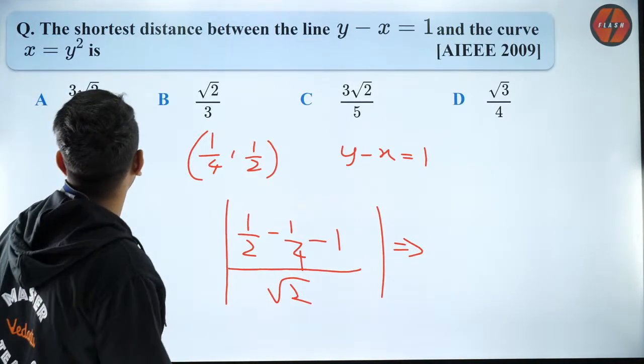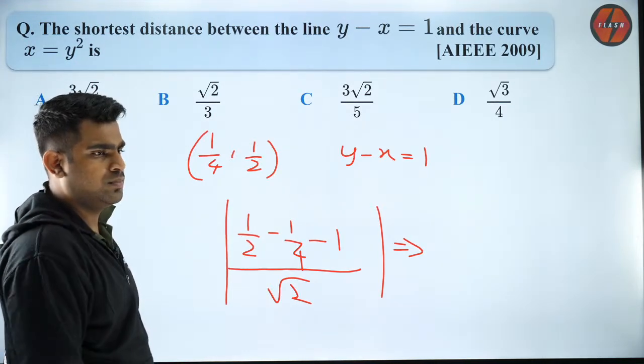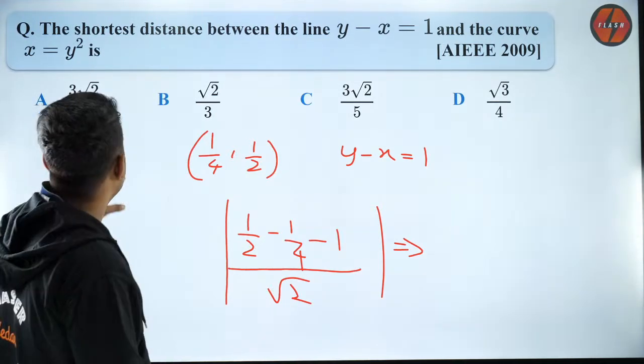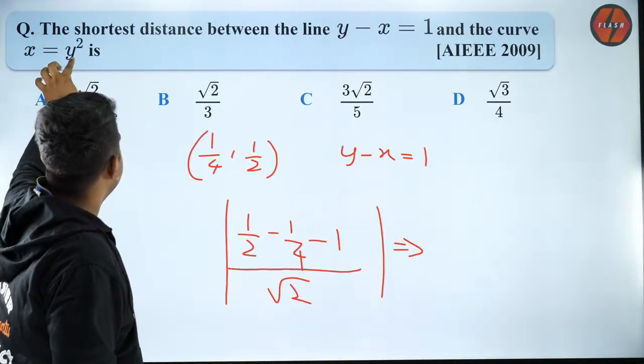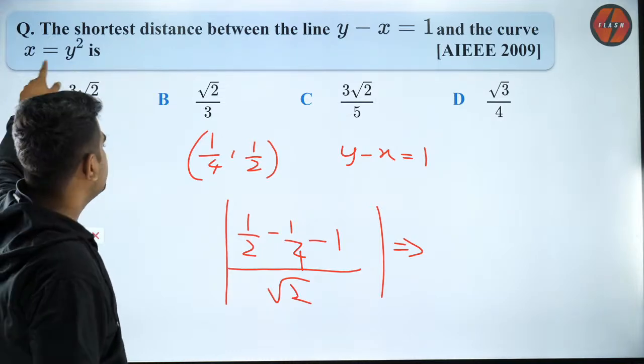X equal to 3 by 2. How come? Why will x be 3 by 2, guys? Because we got 1 by 2 from this equation, right? The slope of this has to be equal to 1. Okay? So that is how I got it.